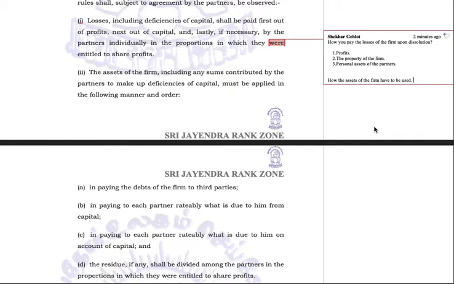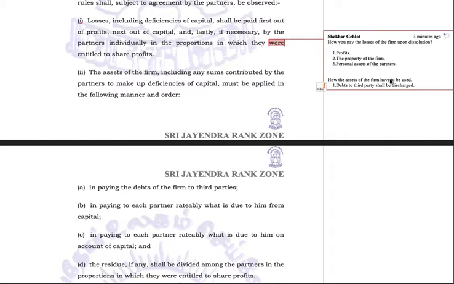Paying the debts of the firm. First of all, debts to third parties shall be discharged. That means when the firm upon dissolution makes the first payment, it shall be made to the third parties. The first, topmost preference will be the payment to third parties.